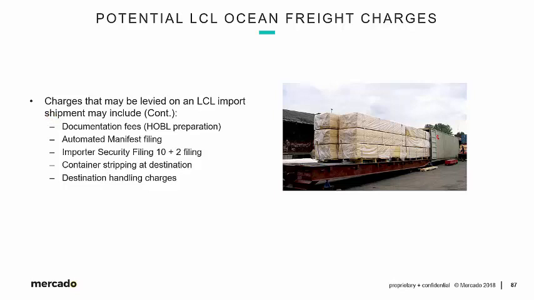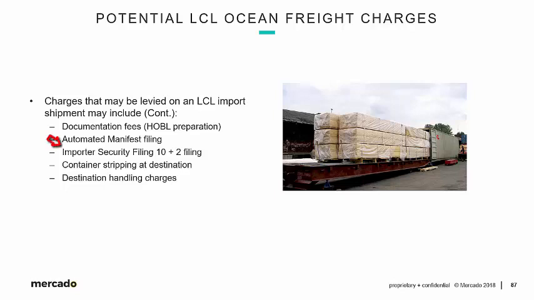Automated manifest filing. This is an electronic filing that has to be done to notify U.S. Customs and Border Protection of inbound, incoming goods. Could be a charge for that. Very likely that there will be a charge for that.